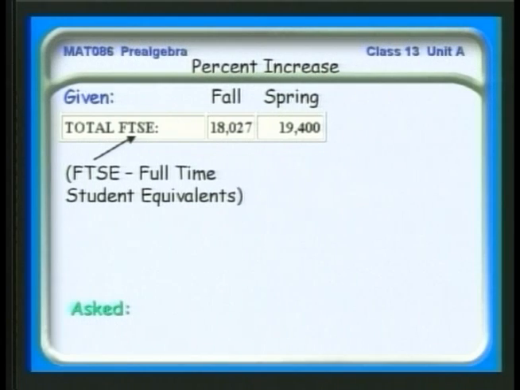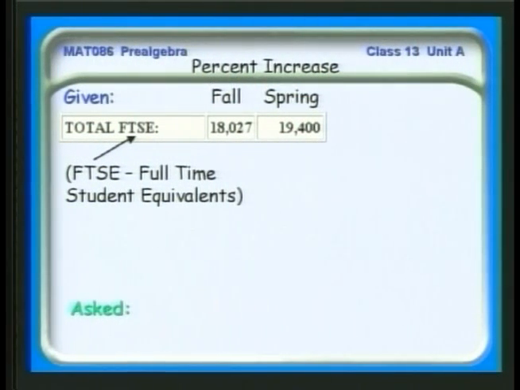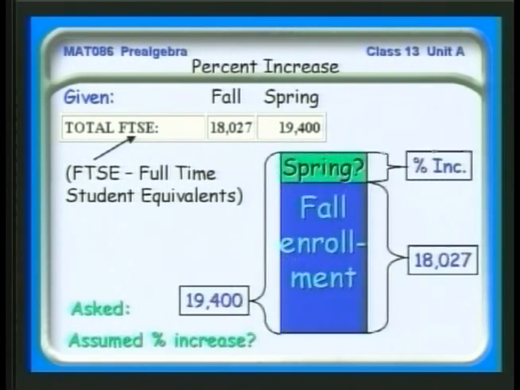Here's what's given. Incidentally, if you see the word FTSE, we call that in the education business FTSE, and it stands for full-time student equivalents. In other words, if you look at all the students we have and then look at how many of them are taking about 15 units, divide that out, you get full-time equivalents. Anyway, the point is that we have 18,027 in the fall. We're budgeting for 19,400 in the spring. What is the percent increase? There is a diagram that shows what the situation is.